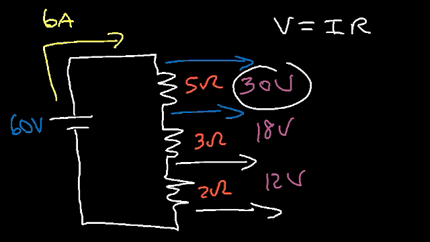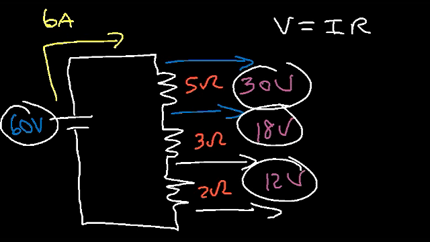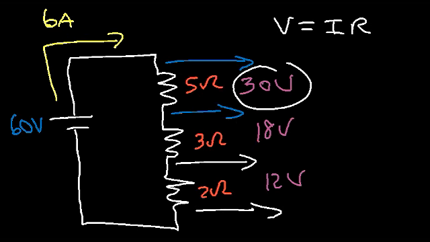Notice that 30 plus 18 plus 12 adds up to 60. The sum of the voltage drops of the resistors must add to the voltage of the battery, which is in harmony with Kirchhoff's voltage law.